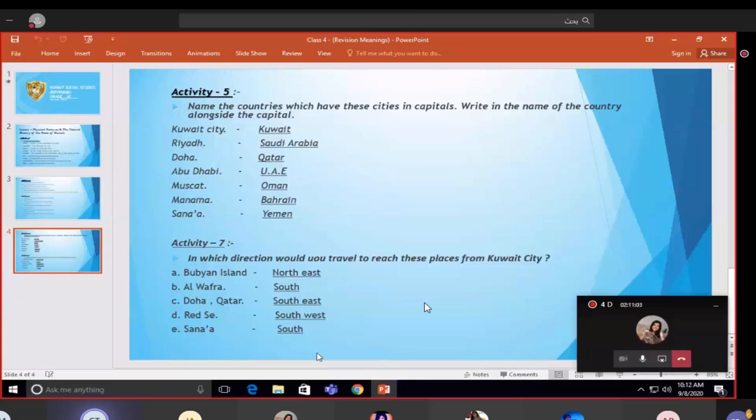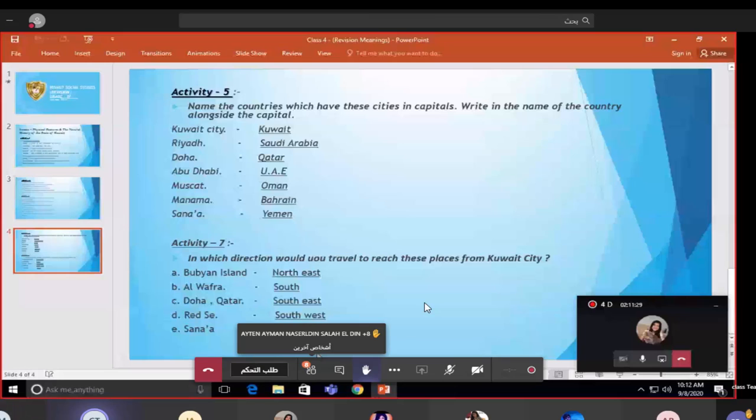Now children, you know the directions, yes? And the cardinal directions. Your top is the north, and bottom is the south. The right hand with which you eat the food is the east, and the left hand is the west. You should know these directions in mind. Northeast means it will come in between north and east. Southeast means it will come in between south and east. And southwest means it will come in between south and west. So you should know these directions very well.